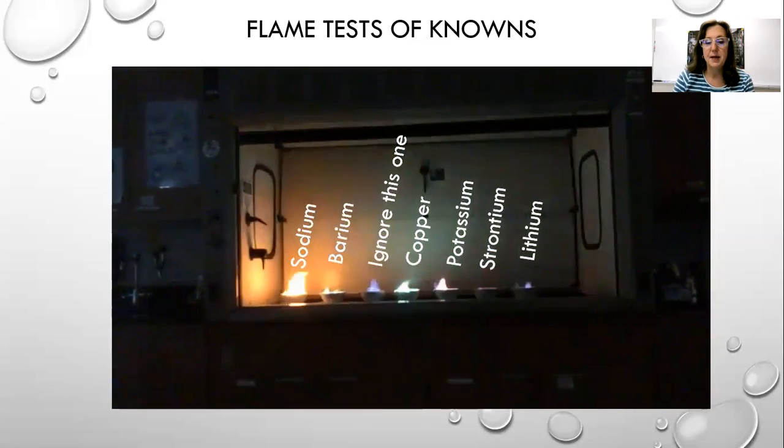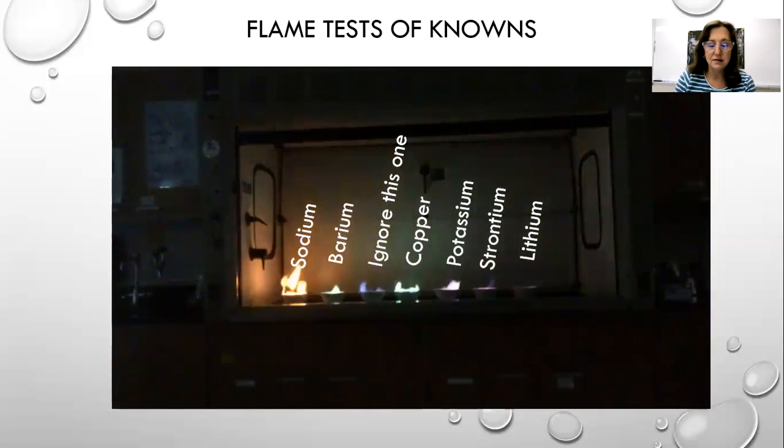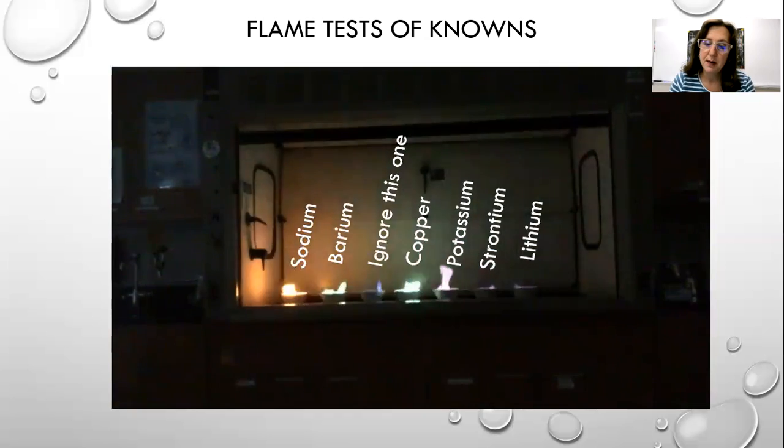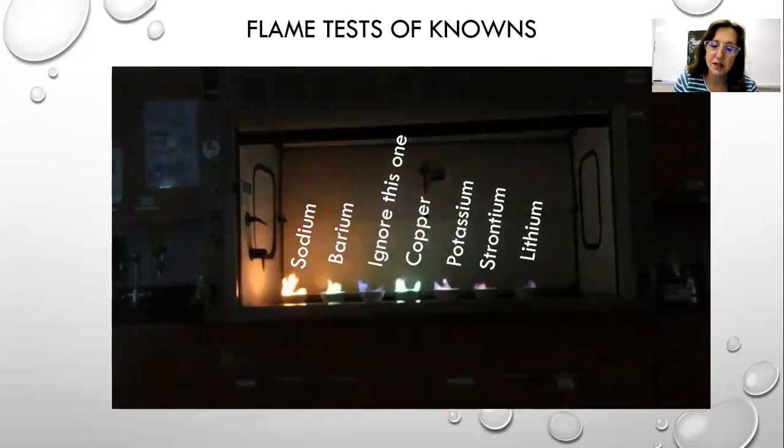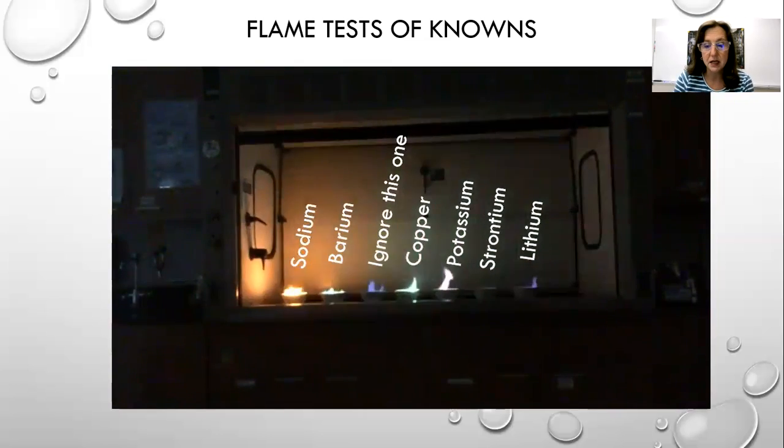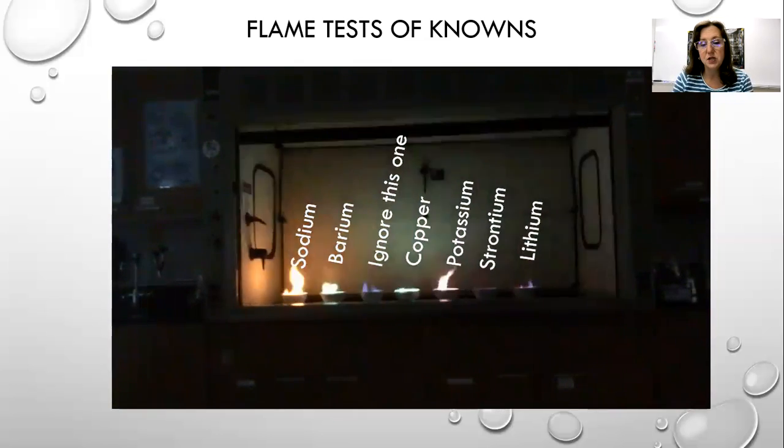Potassium is a peachy violet color. That violet's going to come out. And my strontium and lithium here are a little short, so let me tell you that the strontium is red, and the lithium also has red, but almost more of a magenta hue.